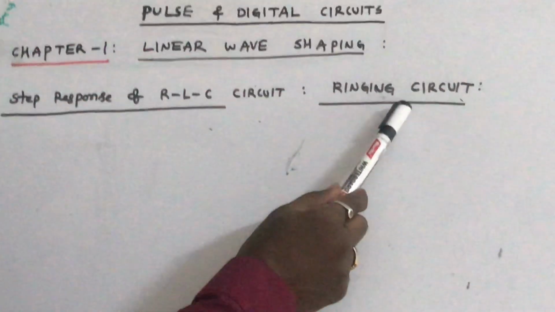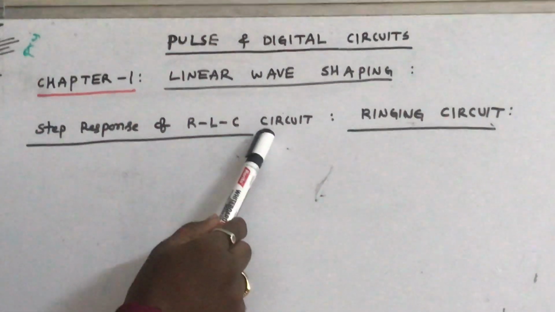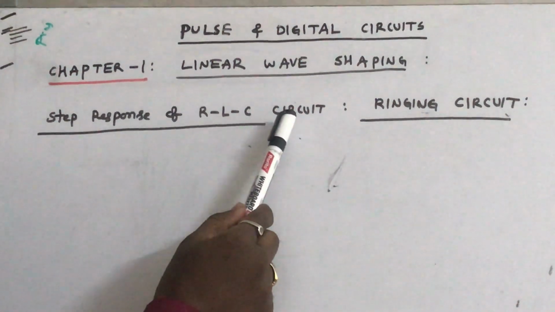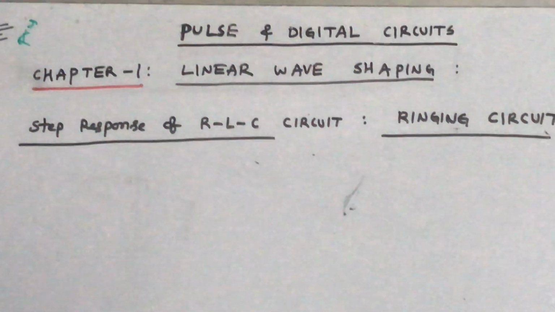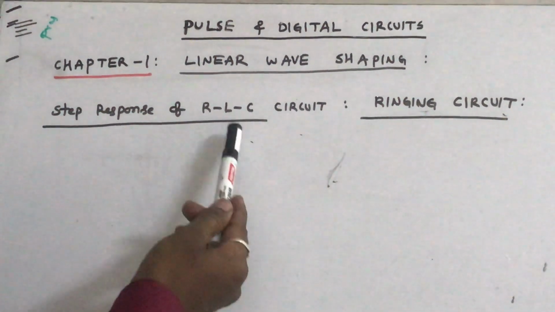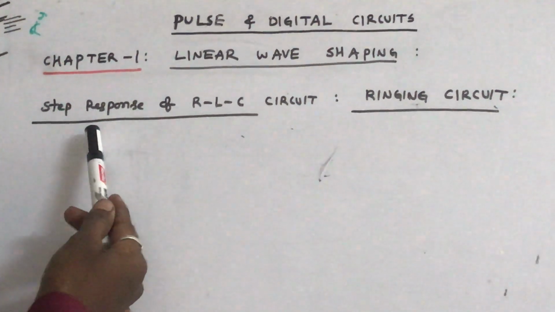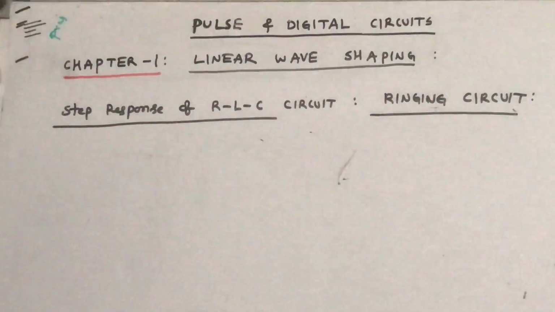What is a ringing circuit? This ringing circuit comes under the article step response of RLC circuit. In the step response of RLC circuit, it is one of the articles. So that is the ringing circuit. Let us see what it actually is. First draw the RLC circuit and the step response of the RLC circuit. From this we will define what a ringing circuit is. So that is our objective today.